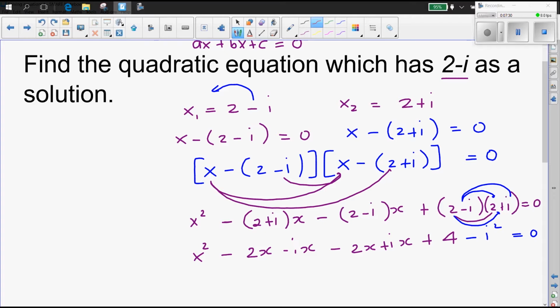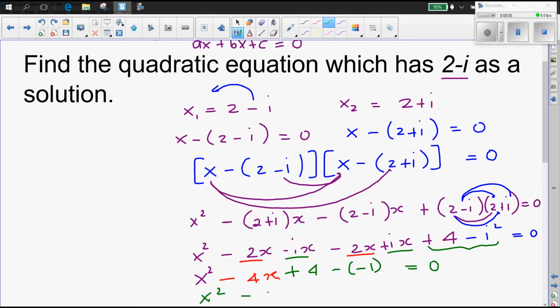We're now going to add like terms. So we have x squared. We see that minus 2x added to minus 2x gives you minus 4x. We have minus ix plus ix, which is 0. Here I have 4 minus i squared. We know that i squared is negative 1, so this is going to be plus 4 minus negative 1 equals 0.